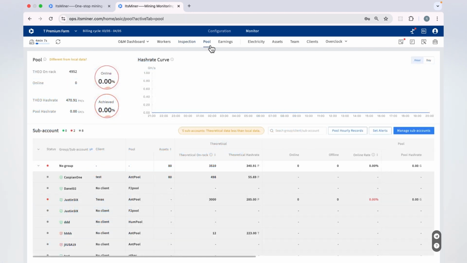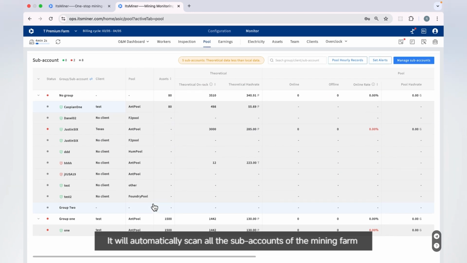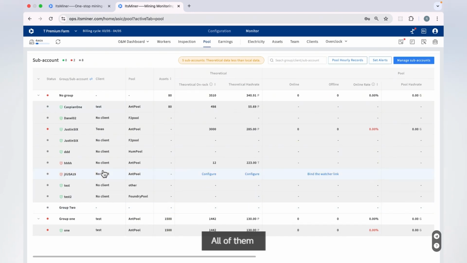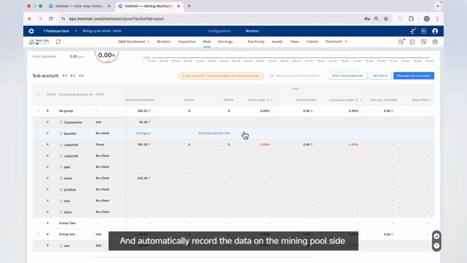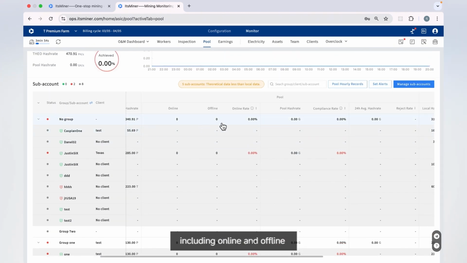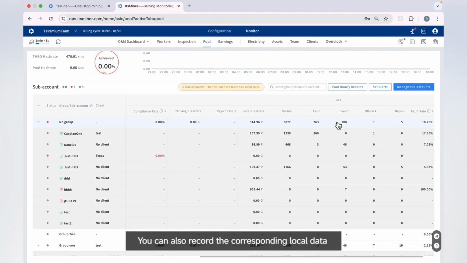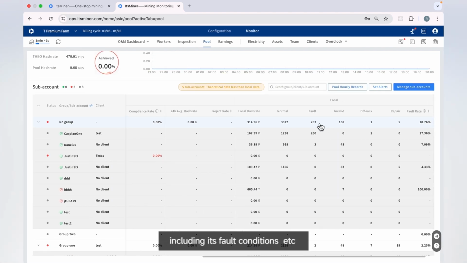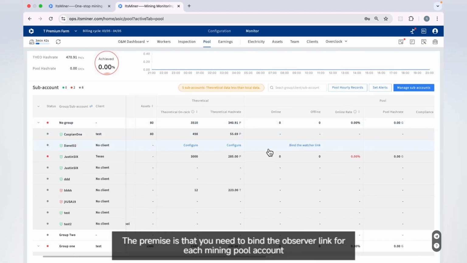Mining pool. Mining pool module. It will automatically scan all the sub-accounts of the mining farm, all of them, and automatically record the data on the mining pool side, including online and offline, its hash rate, etc. You can also record the corresponding local data, including its fault conditions, etc. The premise is that you need to bind the observer link for each mining pool account.